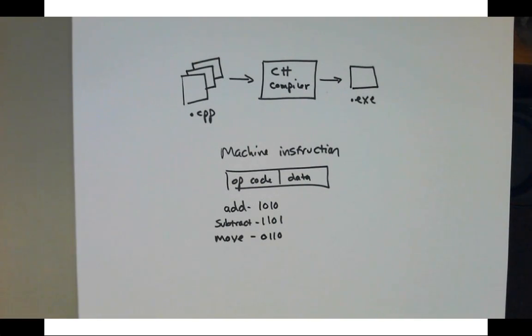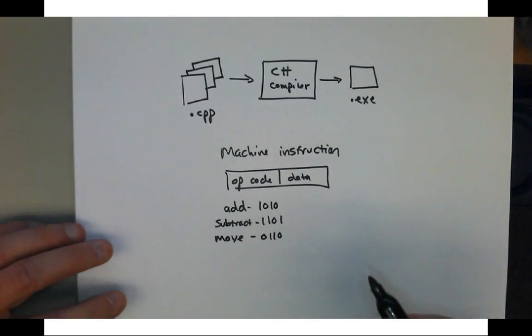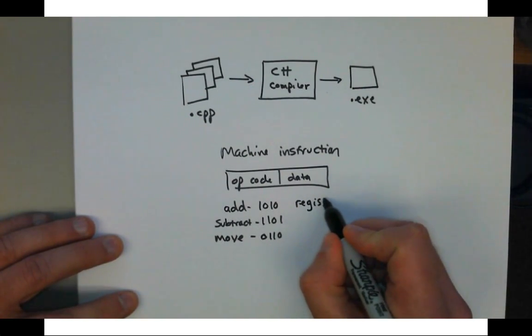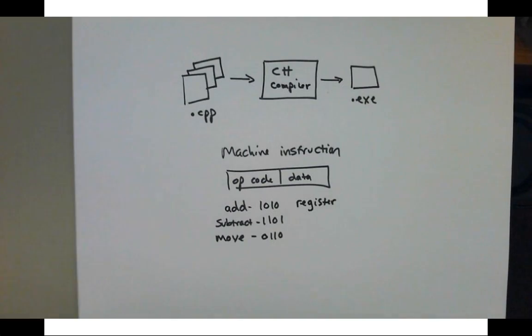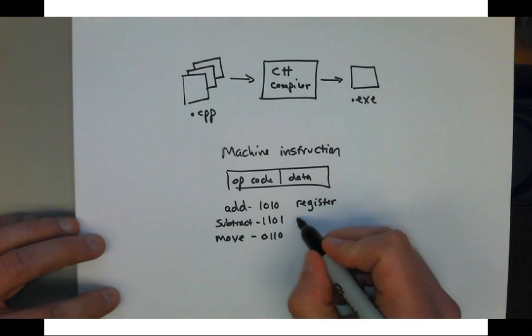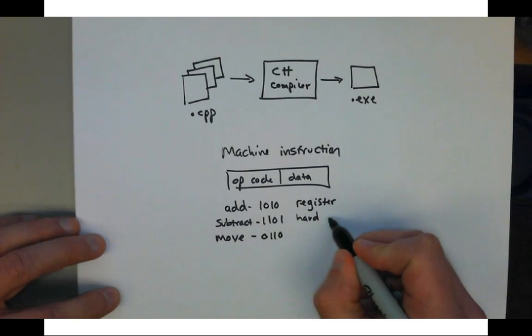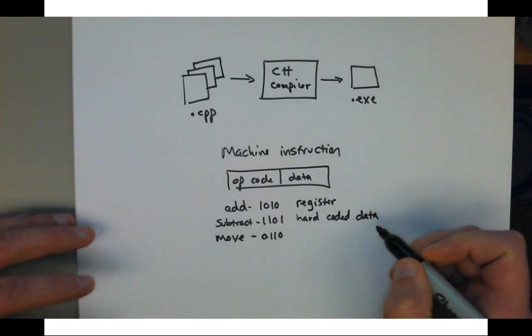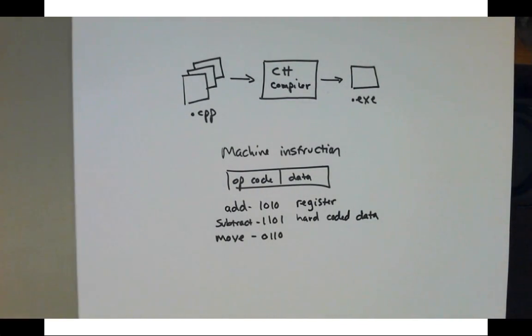Now the data that goes along with a machine instruction might include things like the contents of a register. Every CPU has a set of registers where it holds data. Might include some hard-coded data, or it might be the address of a variable in memory.